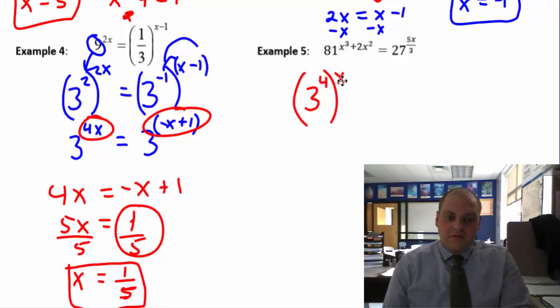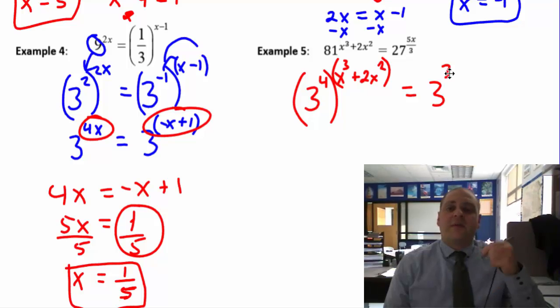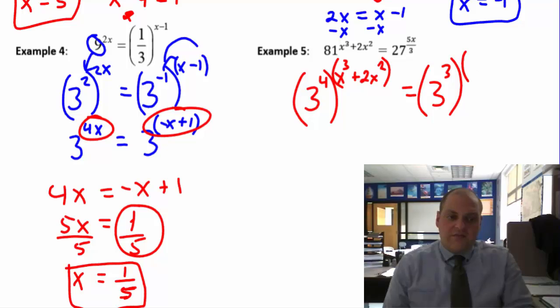And I just carry that down. Put that in parentheses. And then 27 is 3 to the 3rd. 3 times 3 times 3 is 27. 3 times 3 times 3 times 3 is 81. 3 to the 4th is 81. Okay. And then carry my 5x over 3.